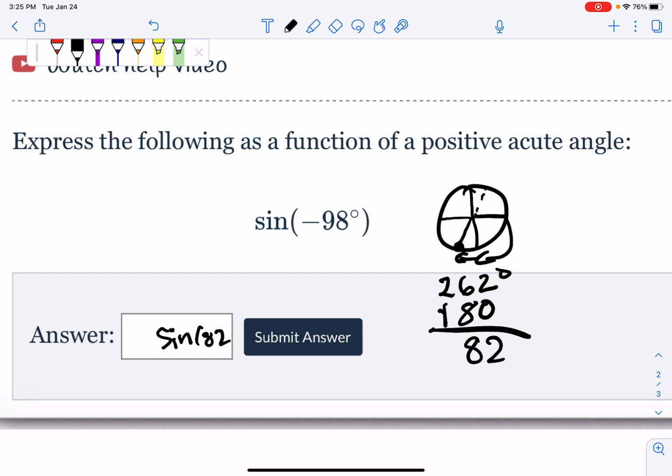But again, now we need to ask ourselves if this should be negative or positive. Sine of negative 98 is in quadrant 3 over here, and sine in quadrant 3, a y value, is negative, whereas sine in quadrant 1, because this is the y value, is positive. So to take that into account, we need to make this negative. And that's how these problems are working.